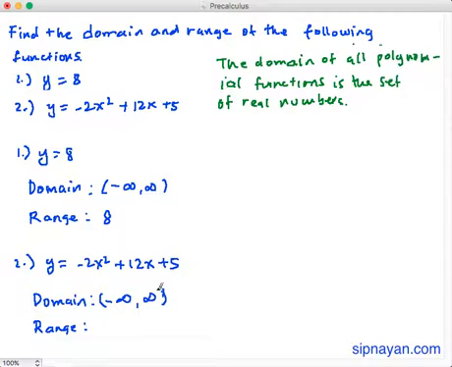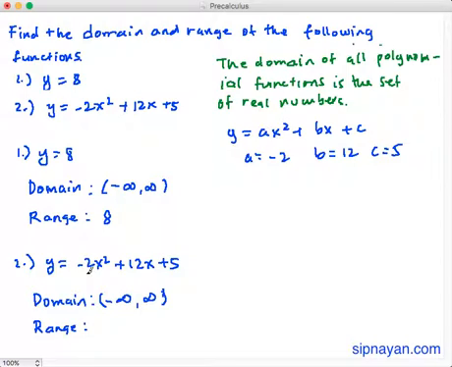This is a quadratic function, which means na parabola yung kanyang graph. Ang tanong, saan siya nag-open? Ang kanyang a. Naalala niyo yung form ng quadratic function natin, y equals ax squared plus bx plus c. And here, our a is negative 2, ang b natin ay 12, at ang c natin ay 5. This is our a, b, c.